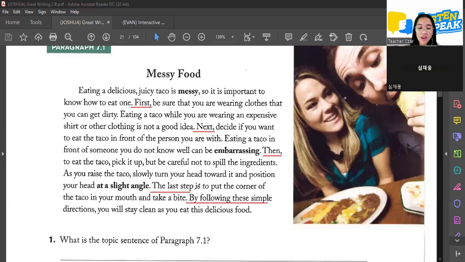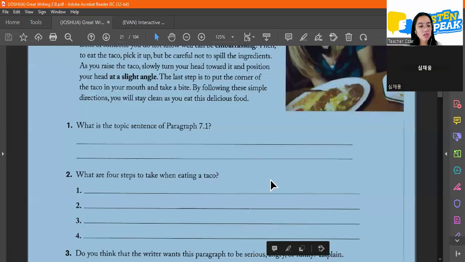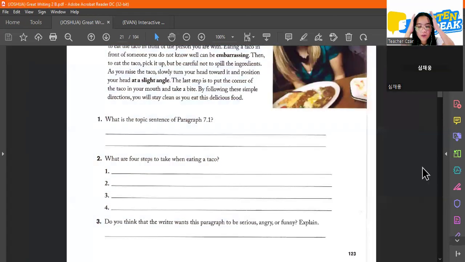That's all. So do you have any more questions about this one? Do you have any questions? No. So the words that I underlined here are the example of sequencing. Okay? First, next, then, and the last step. So if you don't have any questions, let's try to move on now to the next one. So here are the questions about the paragraph. So let's start with the first one.